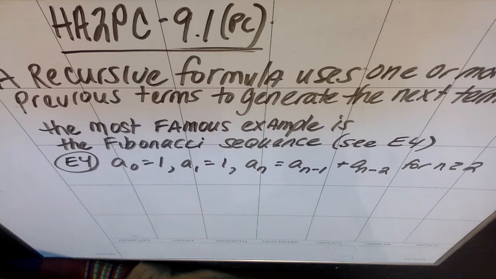Now what we're going to talk about is a different kind of formula. This is called a recursive formula. It uses one or more of the previous terms to generate the next term. So the most famous example of this is something called the Fibonacci sequence, which we're going to do an example for.